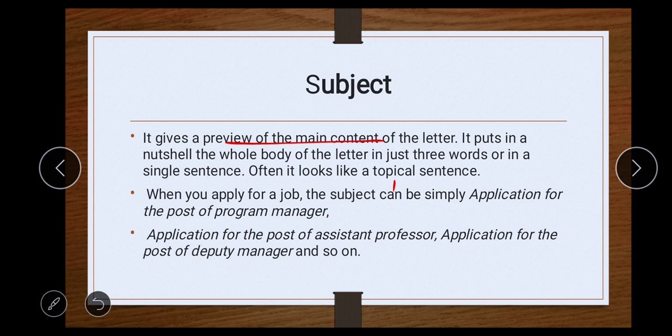When you apply for a job, the subject can be simply: application for the post of program manager, application for assistant professor, application for the post of deputy manager, and so on. It means in this single sentence the core element of the letter is understood. That's why the subject is mentioned in a job application letter, and it is beneficial for us to mention the subject.